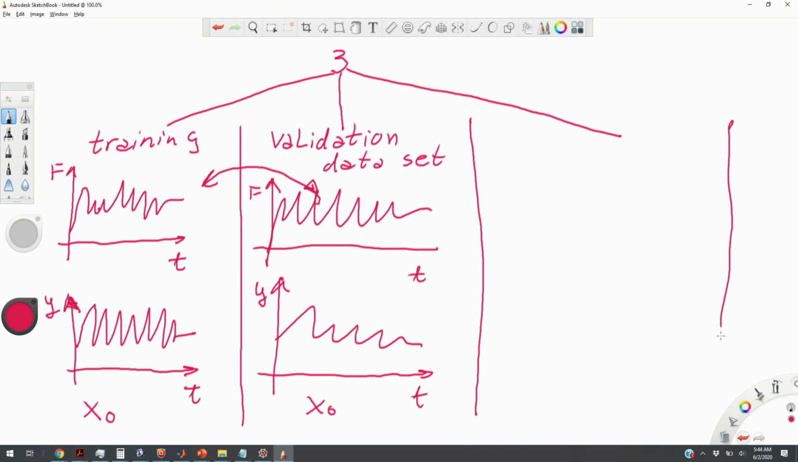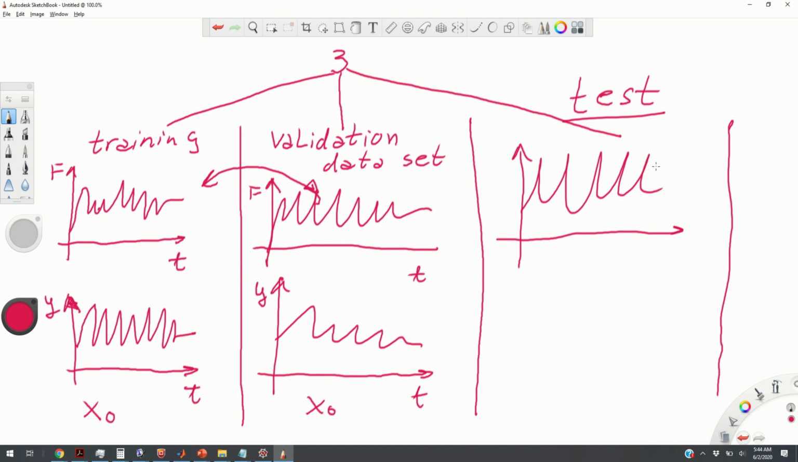And we have the test data set. The test data set will be used in the final stage of testing the model accuracy. Again, we are going to generate a random force and observe random system behavior by simulating the dynamics, and this will be done from a random initial condition.